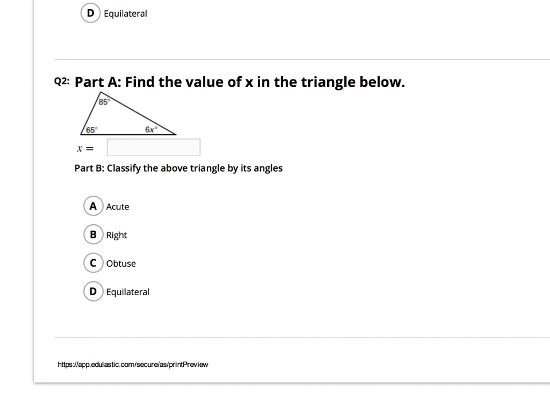Okay, question number 2. Again, we're finding the value of x. There's a part A and a part B. Again, to find the value of x, we're going to go similar to what we did in number 1. Okay, you've got 6x plus 65 plus 85. Set that all equal to 180 degrees because that's how many degrees are in a triangle. Don't forget to combine your like terms first before you go moving them over to the other side. And again, in part B, then select, is it an acute, right, obtuse, or equilateral triangle? Okay, that's question 2.